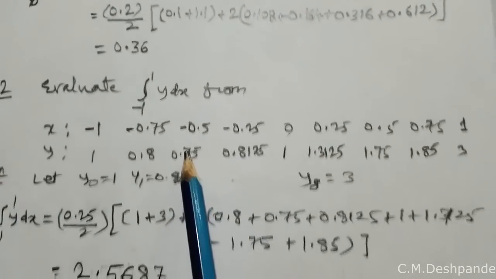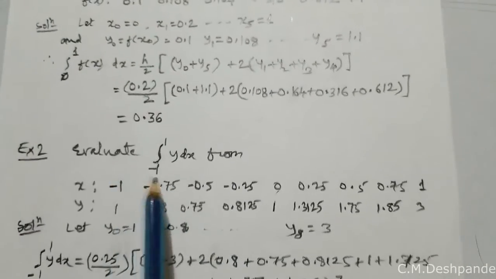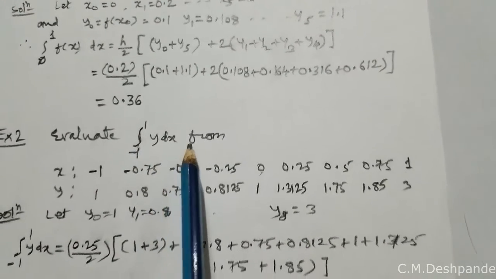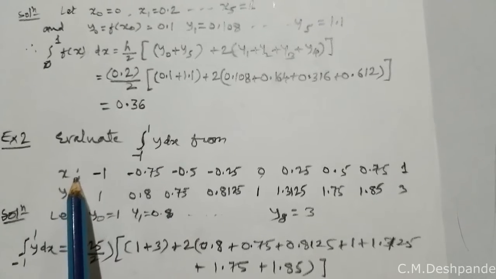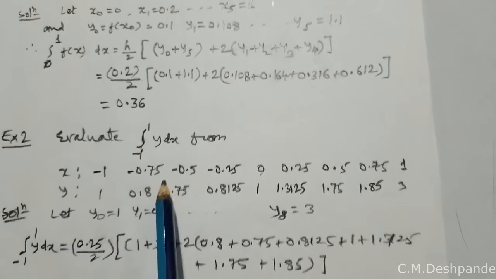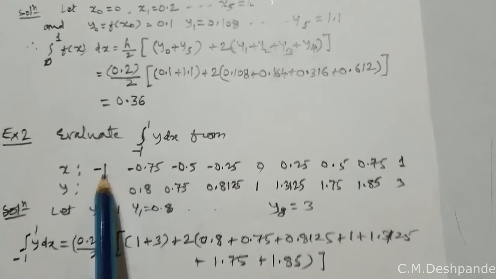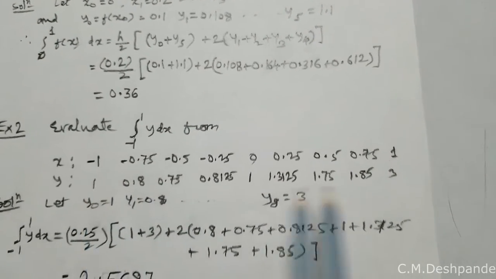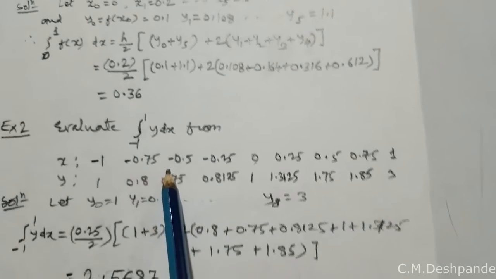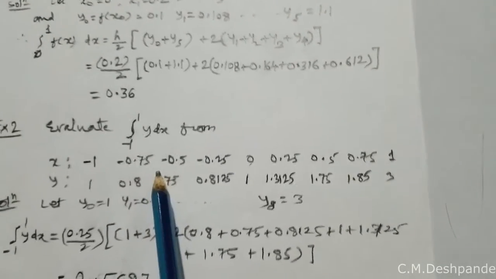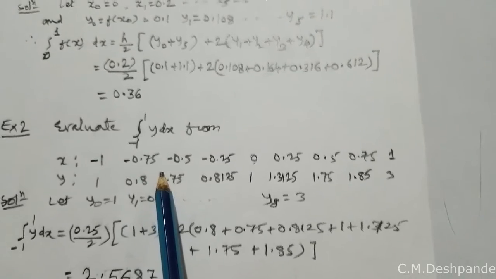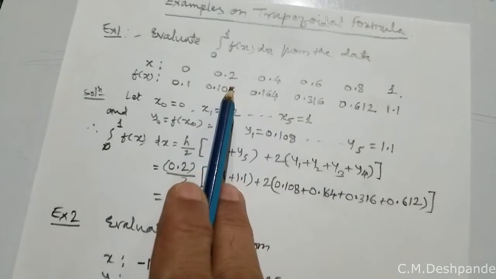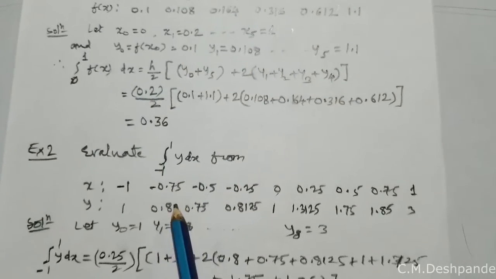Similarly, take the next example. Evaluate the integration from -1 to +1 of y dx, and again data is given, values of x and values of y. Now values of x are from -1 to +1 and corresponding values of y are 1 to 3, and the value of h, the interval of differencing, is 0.25. In the earlier example the interval of differencing was 0.2, here it is 0.25.